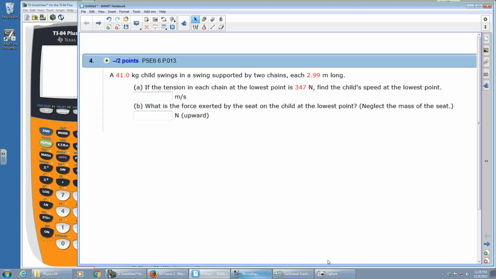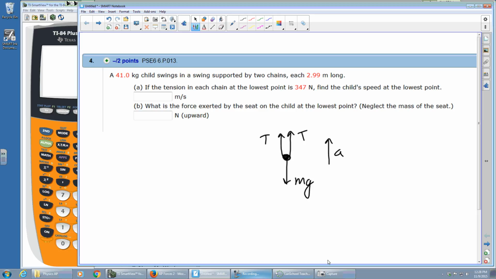So hopefully you did a free body diagram to start it off, right? Or at least a force diagram. I'm going to have T and T. We'll have mg, and my acceleration is going to be in that direction, right?